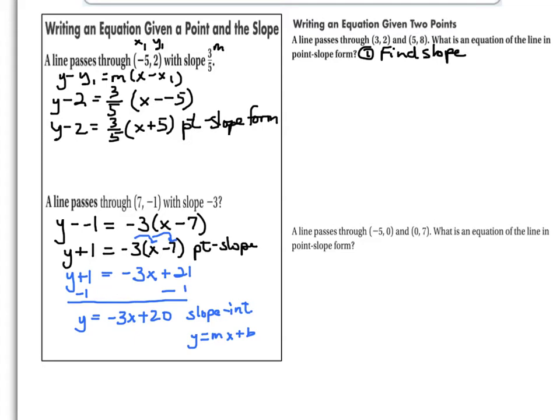Okay, so we don't have a slope this time. Now we've got 2 points. So to find the slope, I take my y minus my y, 8 minus 2, over 5 minus 3, y minus y over x minus x, and I get 6 over 2, which is just going to be 3. Okay? So you find the slope first. Then the second part here, you're going to pick an ordered pair.